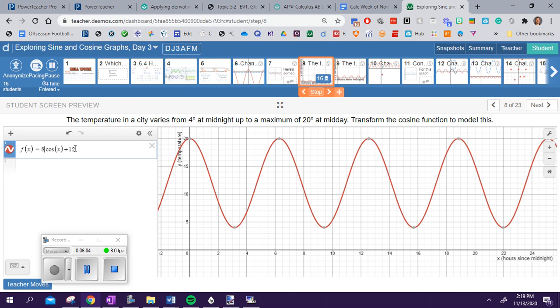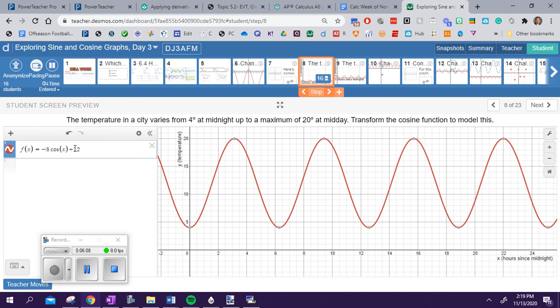Jake? Flip it. I got to flip it. Okay, it's the coldest at midnight, and so we got to have that graph flip so we can throw that negative there. The only other thing I have left to do is period length. How long is the period length if I'm talking about a day? 24 hours. I need my period length to be 24.